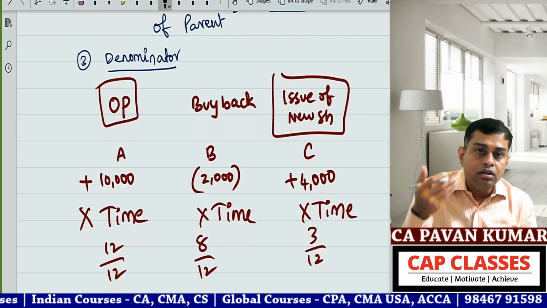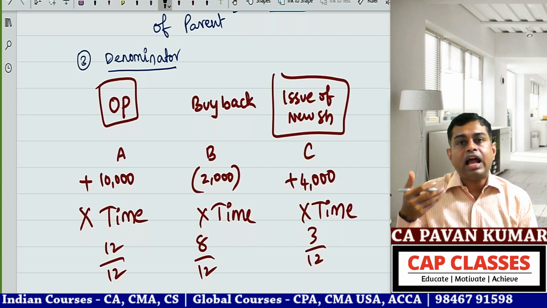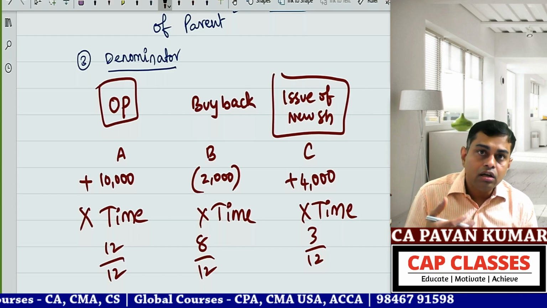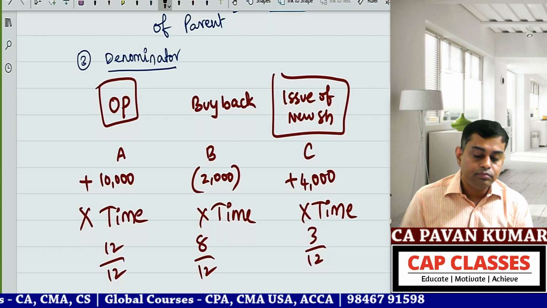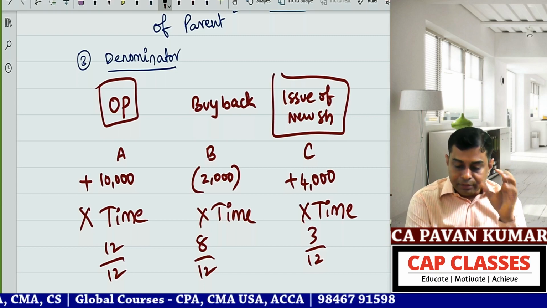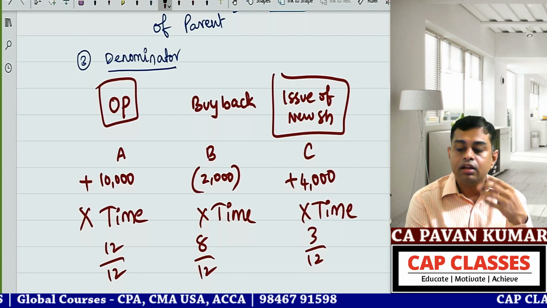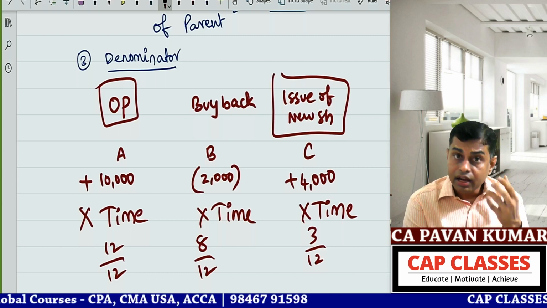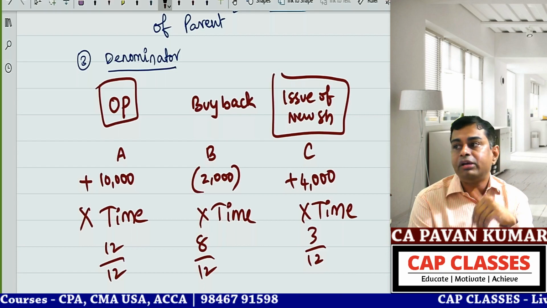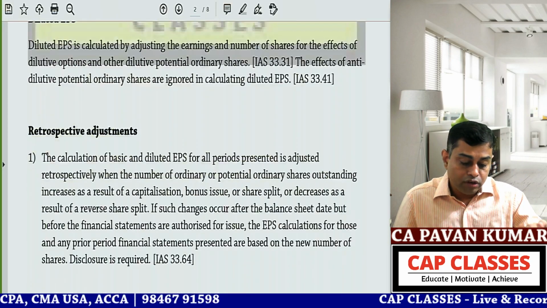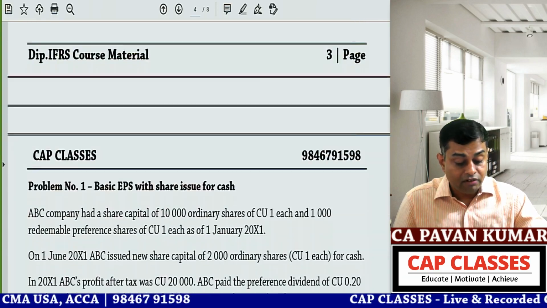Now simple. Step 1, calculate numerator. Step 2, calculate denominator. Step 3, calculate basic EPS. Khatam. Step 1, calculate numerator. Step 2, calculate denominator. Step 3, calculate EPS. Step 1 by step 2. That's all. So once you understand, we'll do one problem and then you understand it in a better way.